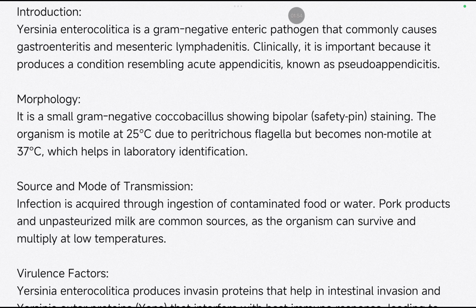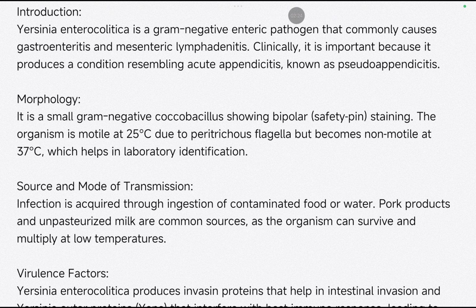Okay, the organism is motile at 25 degrees centigrade due to peritrichous flagellae. Peritrichous simply means peri, meaning around, and trichous meaning hair-like structure. So the flagella have a hair-like structure all over, which helps it to move. But an important point is it becomes non-motile at 37 degrees centigrade, which helps in laboratory identification. So this is one of the rare microorganisms which has both motile and non-motile properties.